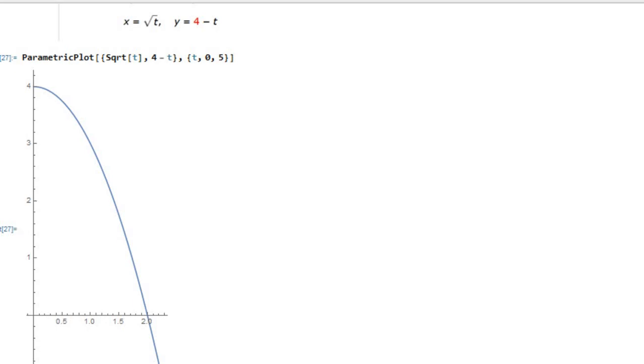Now, you're asked for the arrows too. How do I tell the arrows? Well, I can use my head. As t gets larger and larger, my x value is also going to get larger and larger. So the direction has to go down like a waterfall.